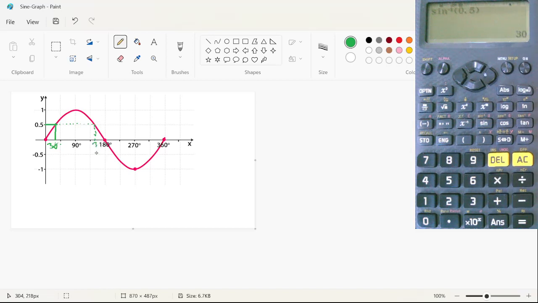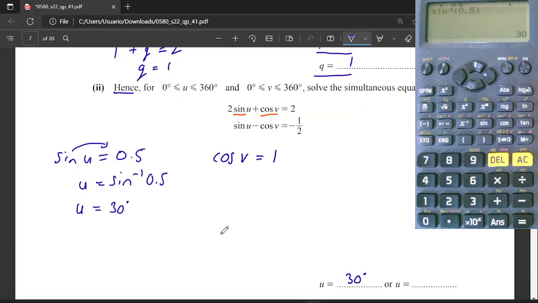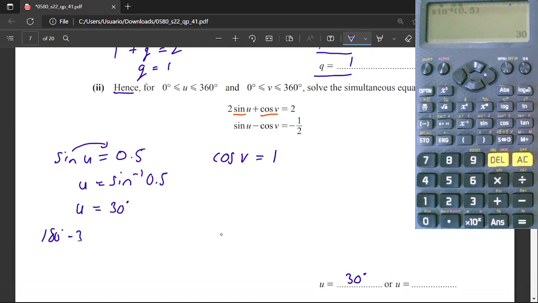Now, because the sin graph is symmetrical, this distance here from 0 to 30 will be the same distance here from 180 in this direction, again 30 degrees. So to find that new point, we need to do 180 minus 30 because we're going down from 180. So to find our second value for u, we need to do 180 minus 30 equals 150. So that's the other value.